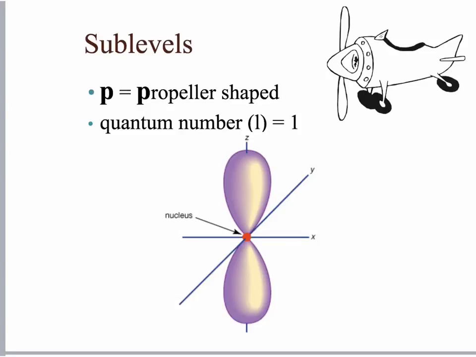The second sublevel is a P sublevel. I think P sounds kind of like propeller shaped, so that's why I came up with this. Some people call this the dumbbell shape, just in case you want to know, but I think it kind of looks like a propeller shape. The quantum number for this is 1.